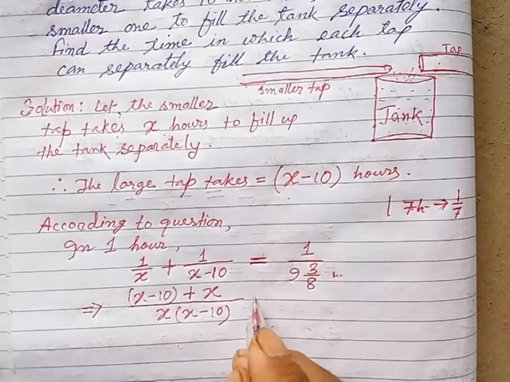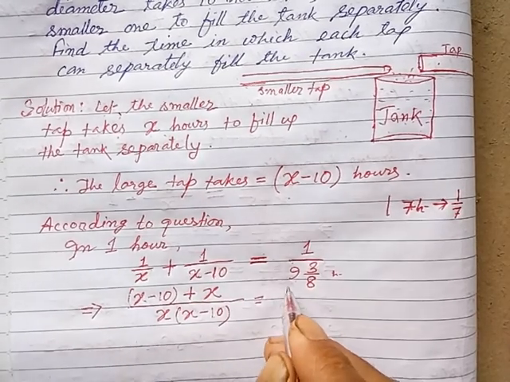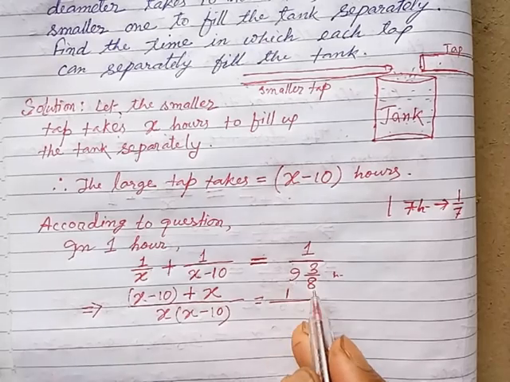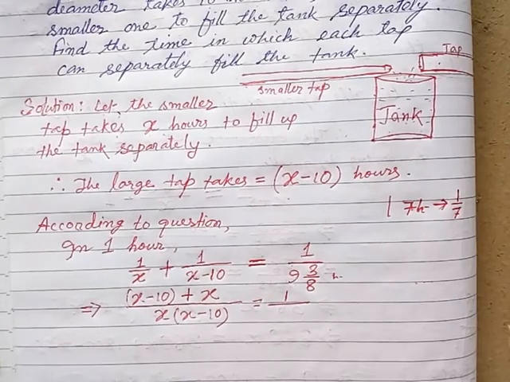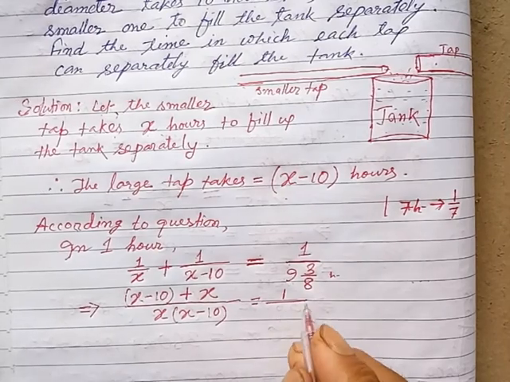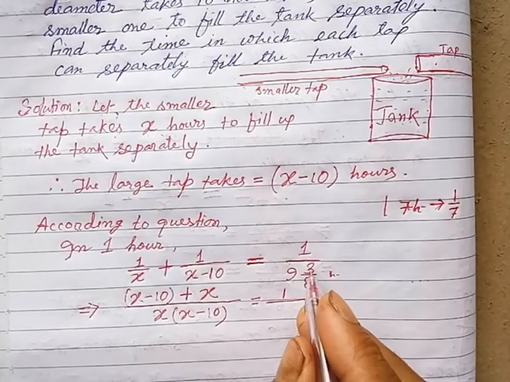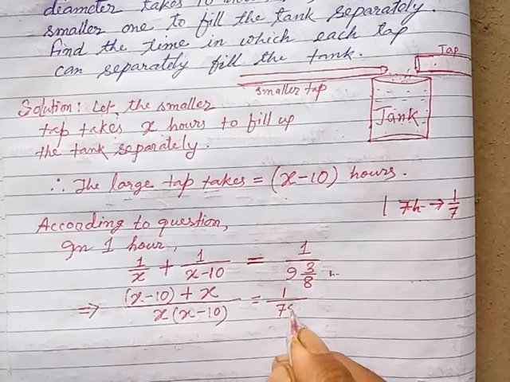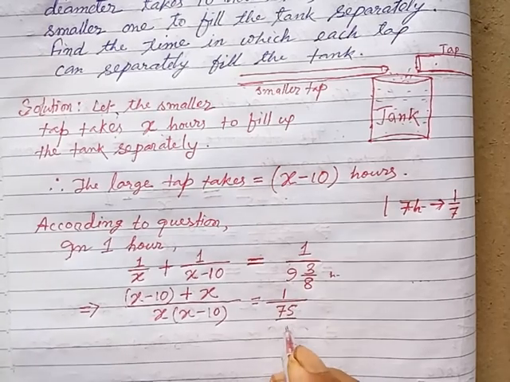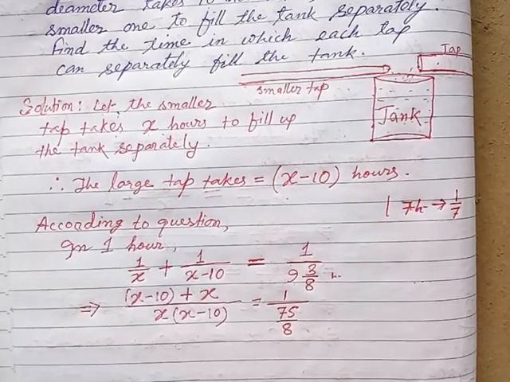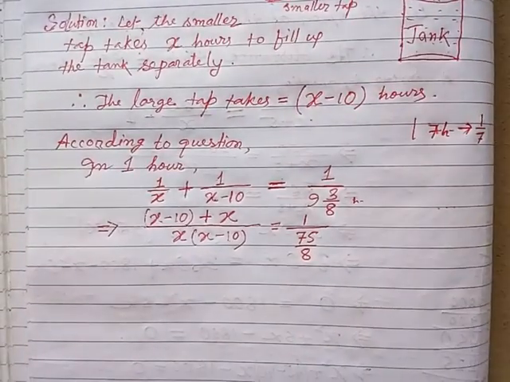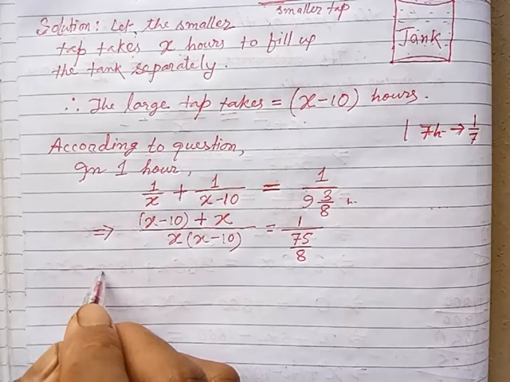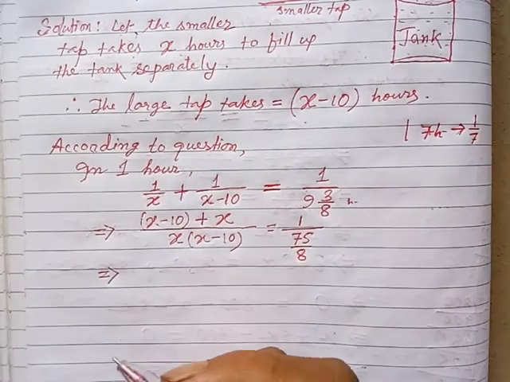Okay. Again come to the right side. It will be 1 by, let me write this, 9 3 by 8 in simple. In improper fraction it will be 9 times 8 is 72, 73, 74, 75. It can be written as 75 by 8. Let us proceed to make it more simple.